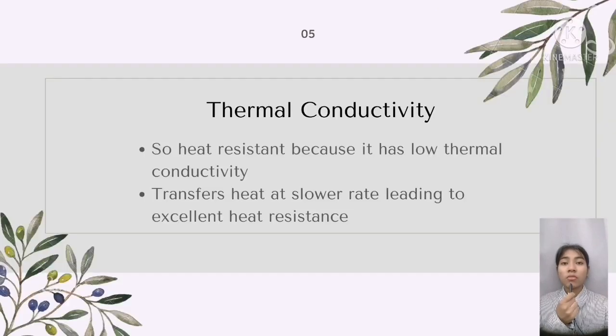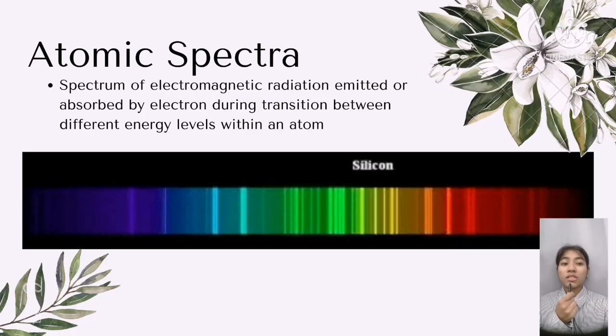The silicon element is very heat resistant because it has low thermal conductivity. Silicon transfers heat at a slower rate compared to other materials, leading to excellent heat resistance. Atomic spectra is defined as the spectrum of electromagnetic radiation emitted or absorbed by electrons during transition between different energy levels within an atom. This is the atomic spectra of the silicon element.